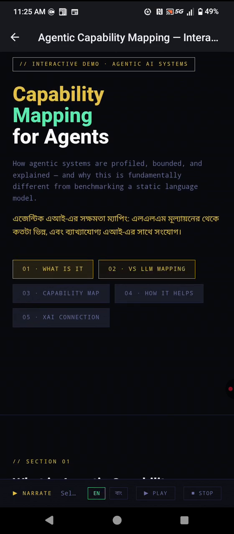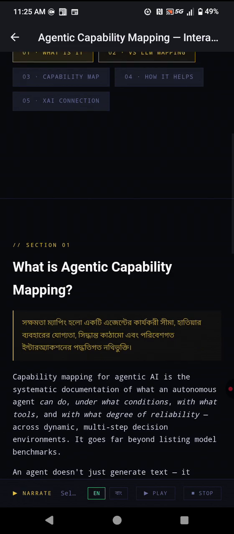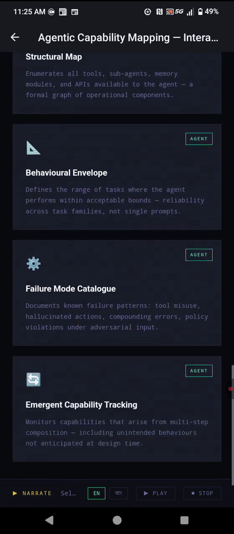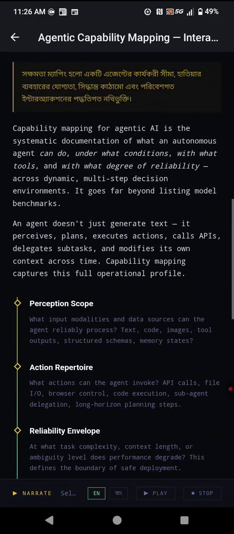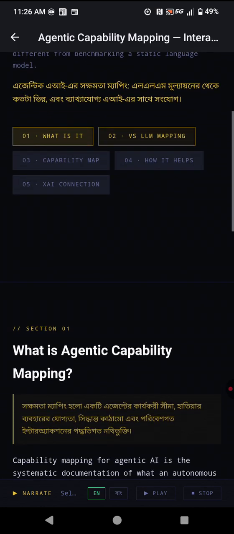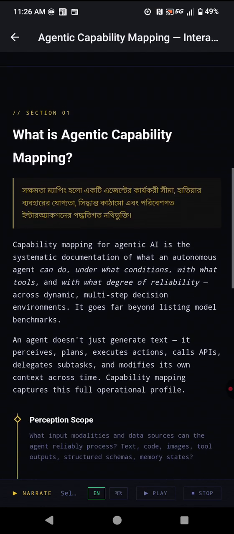How does it relate to or differ from LLM capability mapping? So there are certain differences. We'll look into this later. Let's take a look at the definition of agentic capability mapping.